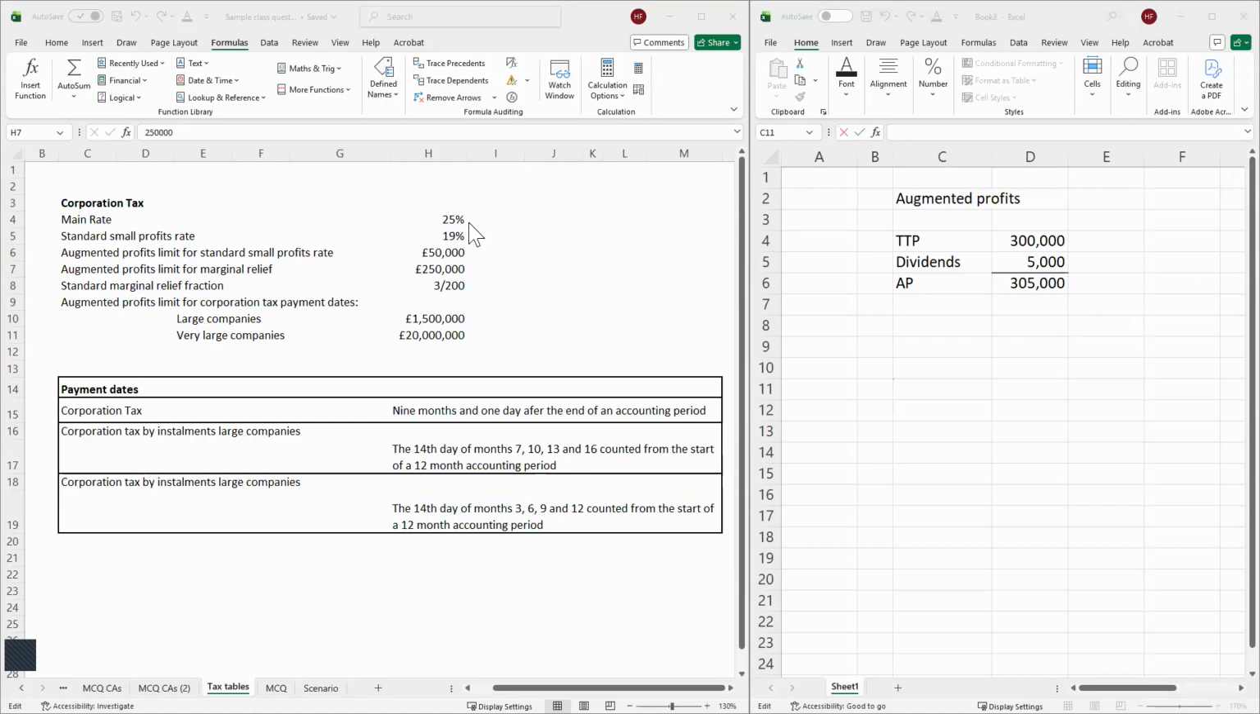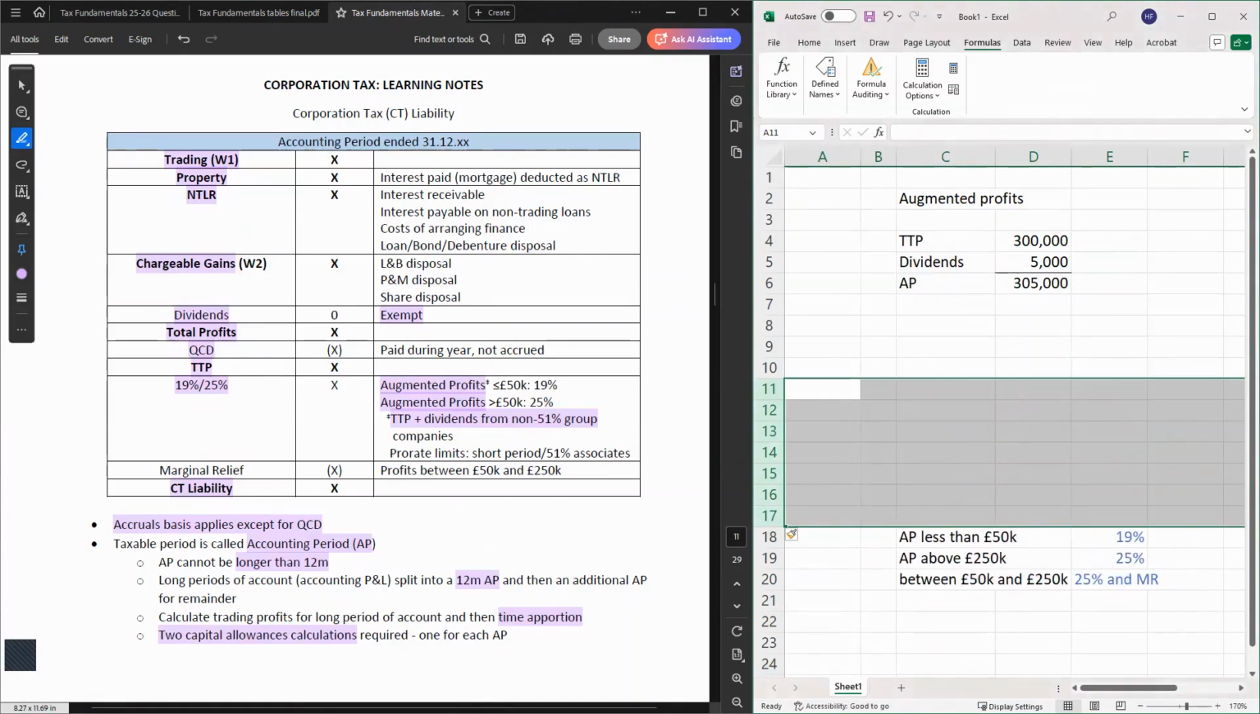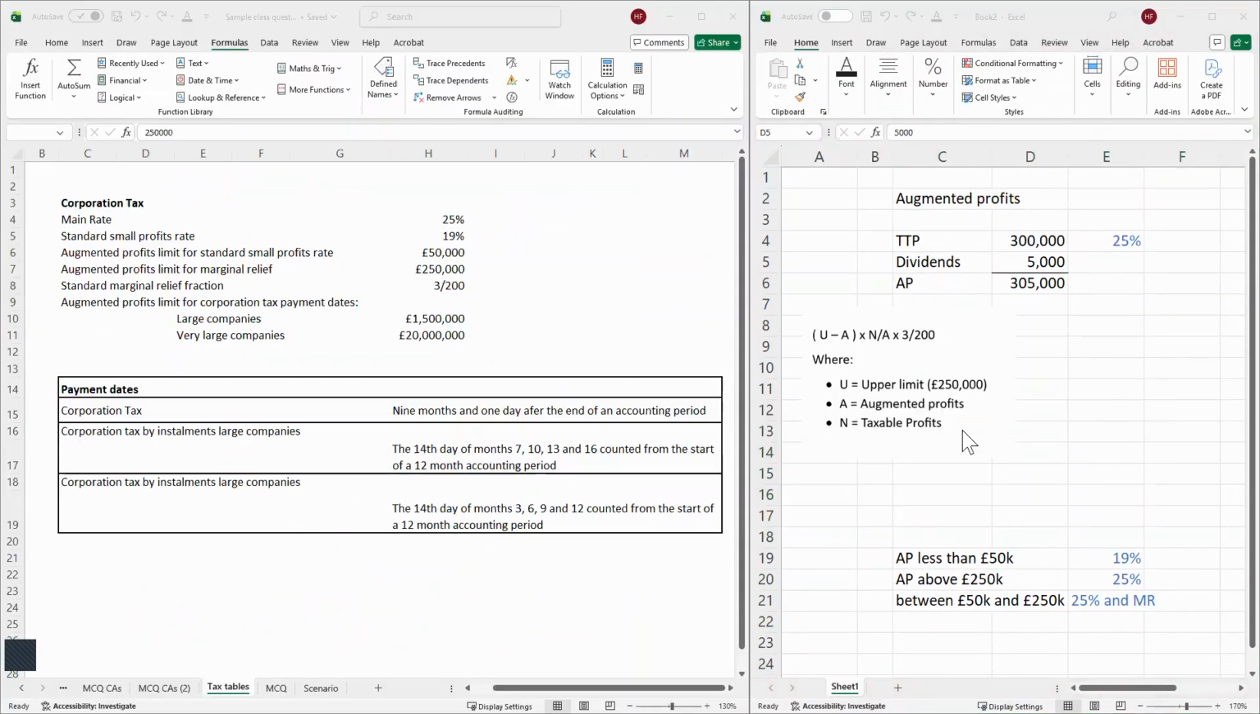So basically, there's three things to remember here. If the augmented profits are less than £50,000, the tax rate will be 19%. If the augmented profits are above £250,000, the rate the profits will be taxed at is 25%. And then if the augmented profits are between £50,000 and £250,000, then the tax rate will be 25%, and they'll also get marginal relief. There's a calculation we need to know for marginal relief, and this calculation is not in the tax tables. So it's something you need to learn here.